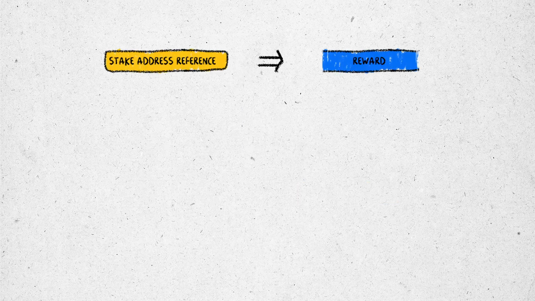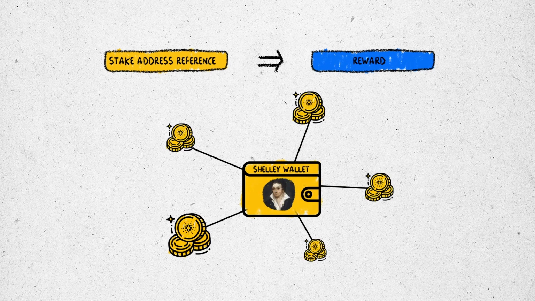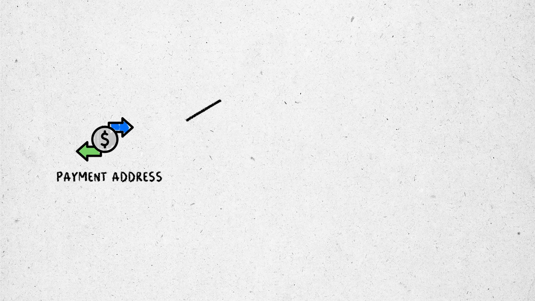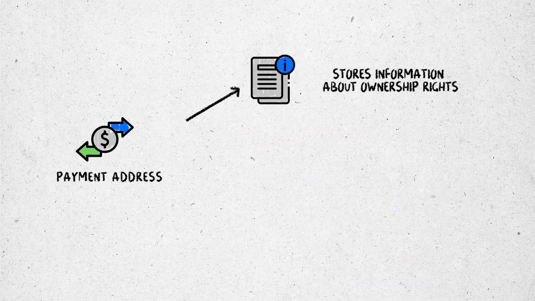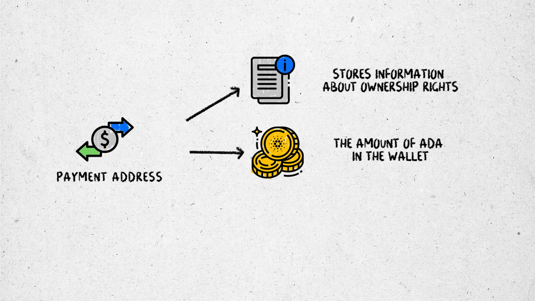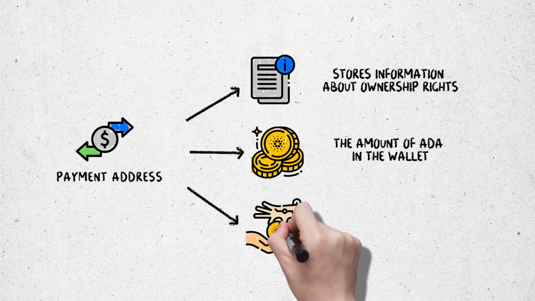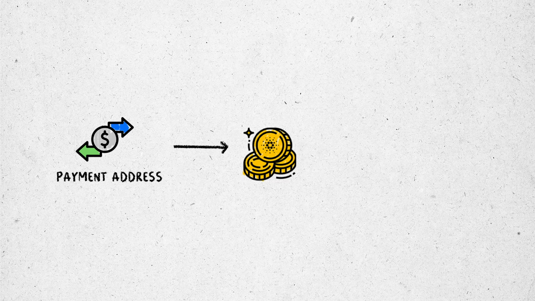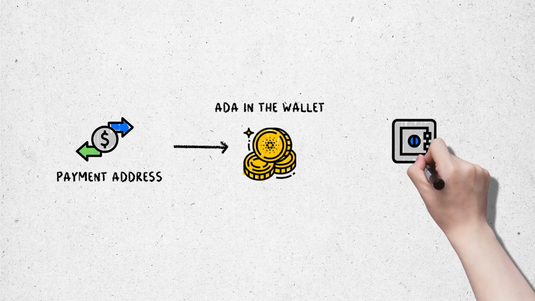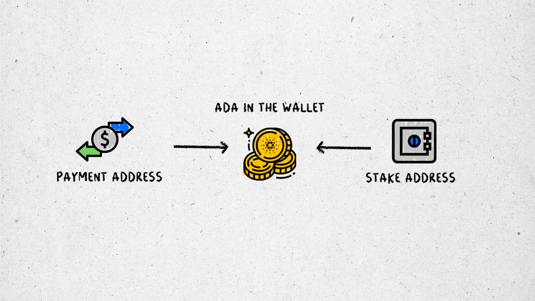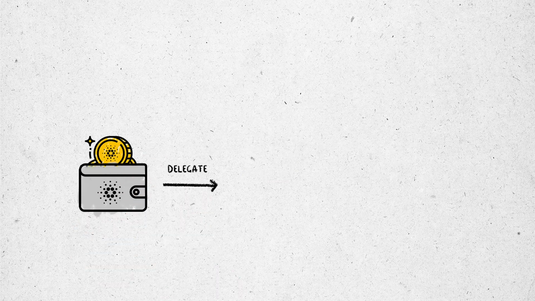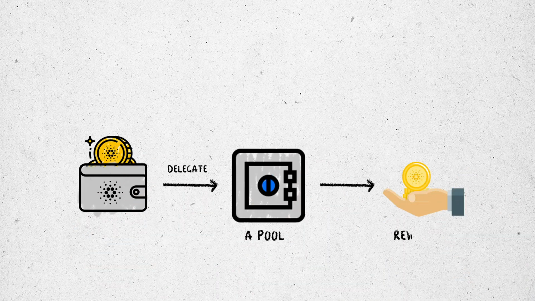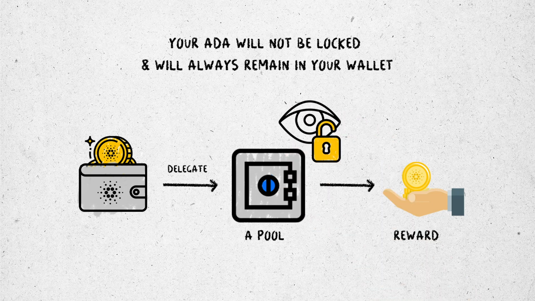When calculating delegation rewards, the system will use this reference to determine where the corresponding stake of ADA in Shelley should be counted. This means that the payment part is the part that stores information about ownership rights and the amount of ADA in the wallet. Moreover, users can spend their funds at any time. At the same time, the payment part provides an information equivalent to the current amount of ADA for the stake address to reference. From this, you can see that when delegating to a pool, your ADA will not be locked and will always remain in your wallet.